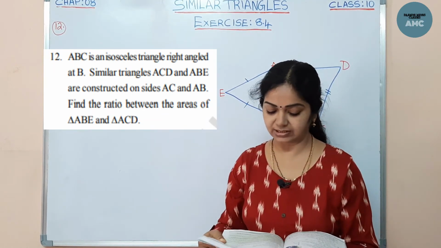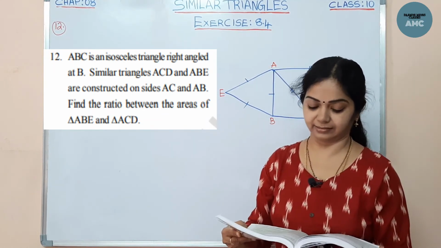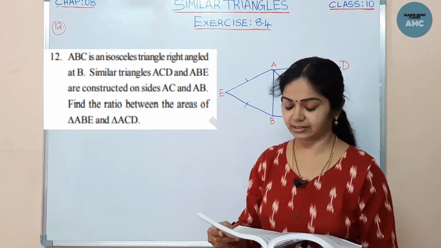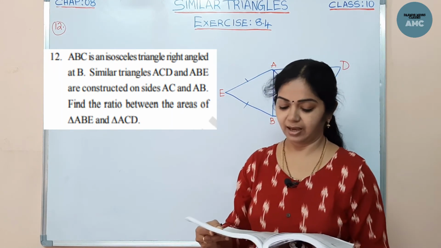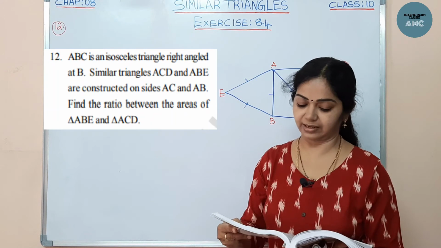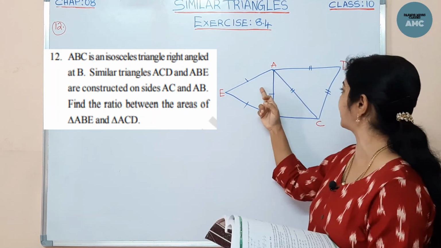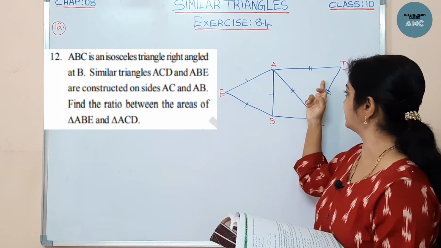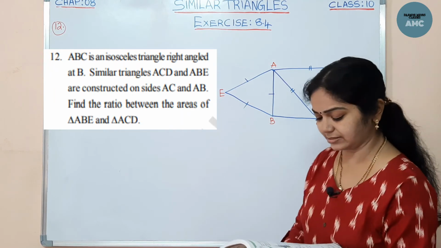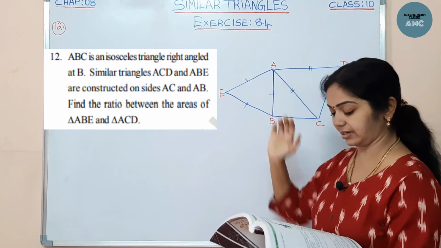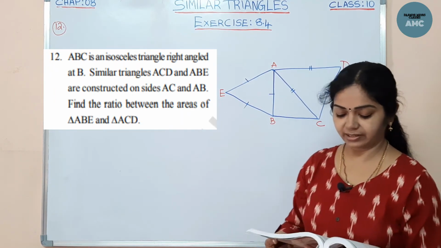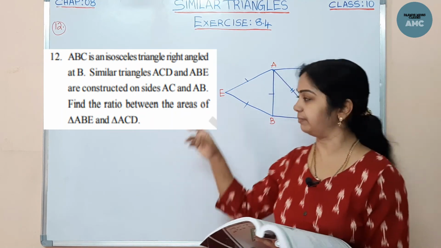ABC is an isosceles triangle right angled at B. Similar triangles ACD and ABE are constructed on sides AC and AB. See, these are the similar triangles. AEB and ACD are constructed on the sides AC and AB, and find the ratio between the areas of ABE and ACD.